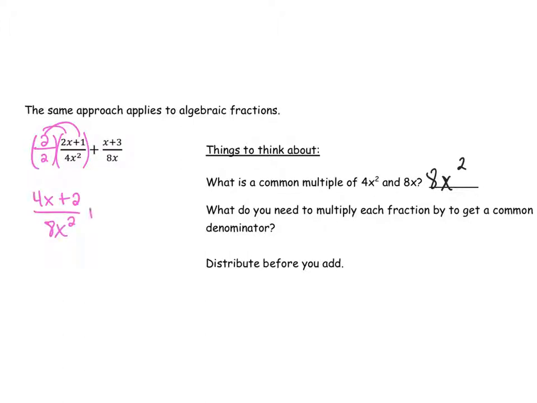And then I'm going to deal with the other one. To get from 8x to 8x squared, I'm going to multiply both the top and the bottom by x. Again, I'm going to put parentheses here because I'm going to need to remember to distribute. So I'm going to do x times x, which is x squared, x times 3, which is 3x, over 8x squared. Then I'm going to get it down to one fraction.